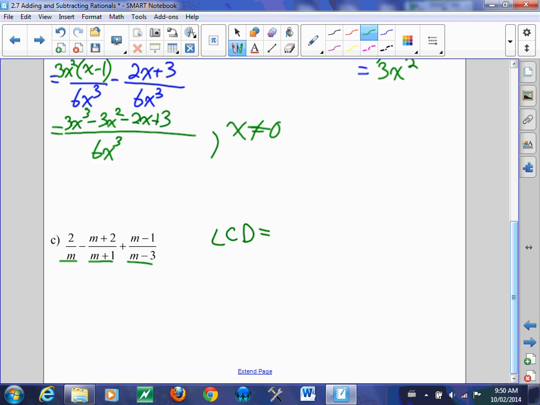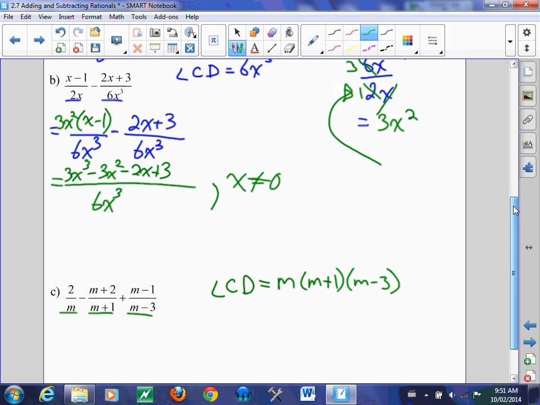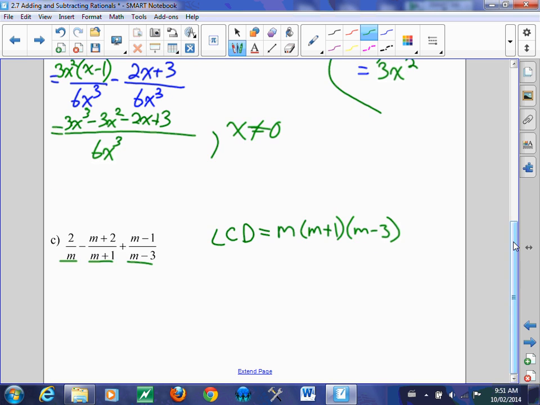Well, what you have to realize is that our lowest common denominator is going to be all of them as multiples. So m times m plus 1 times m minus 3, because none is divisible into the other like this example up here. Notice how one could get divided into another. We can't do this here. So it's going to be a great big common factor. Okay, so what does that mean?